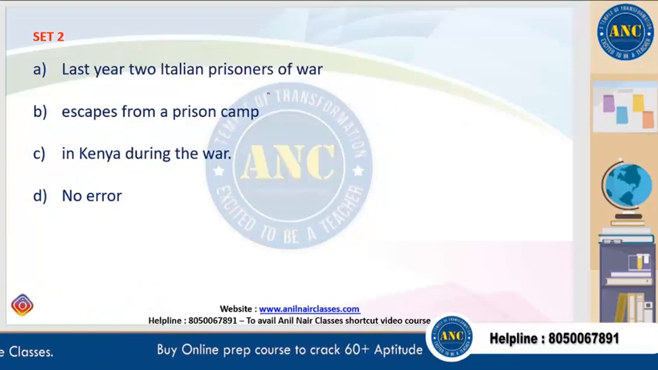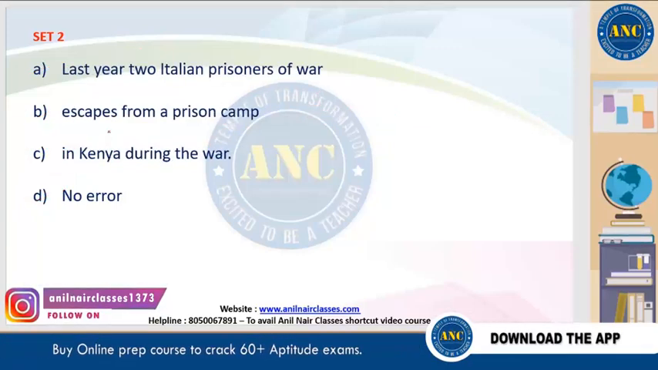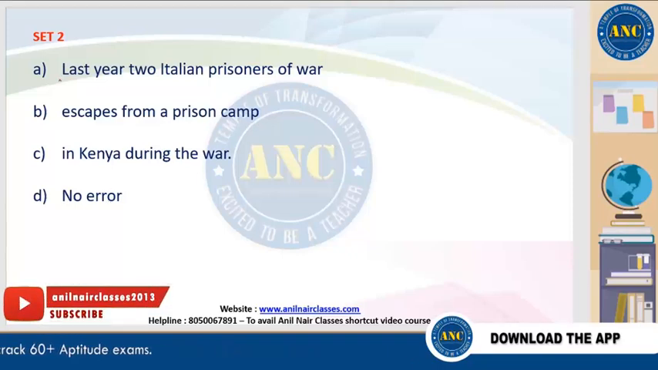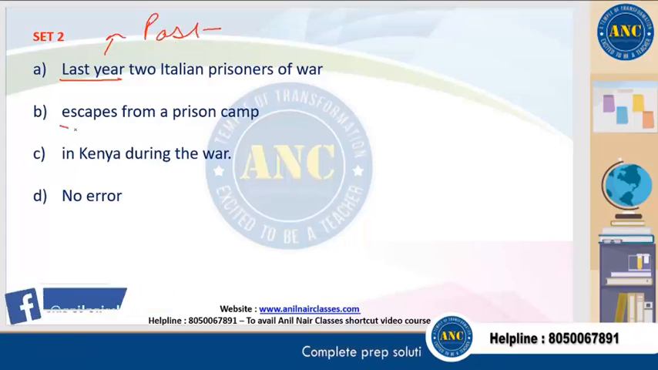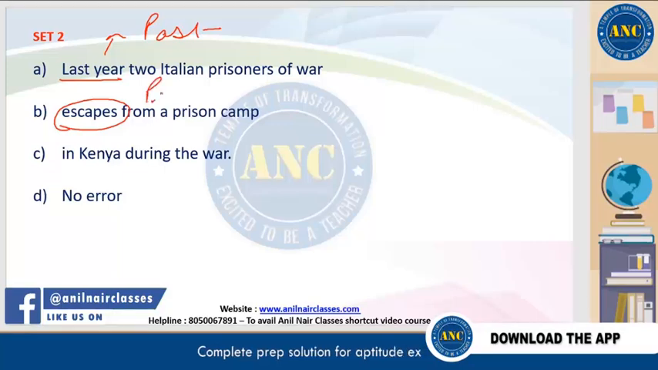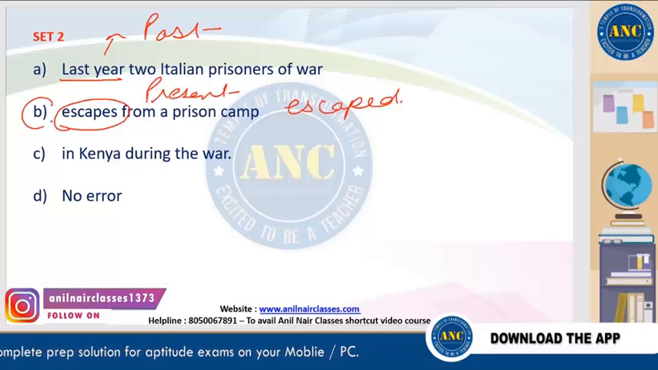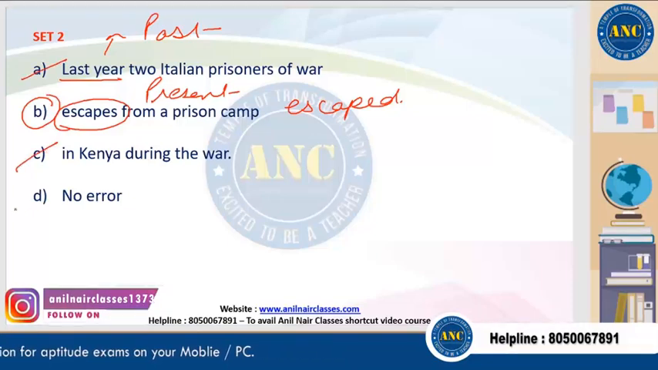Last year, 2 Italian prisoners of war escapes from a prison camp in Kenya during the war. Now "last year" tells us the event happened in the past. So "escapes" is in the present tense. So consistency of tense is not there. It should be "escape". So B is the right answer. Get rid of A, C and D.